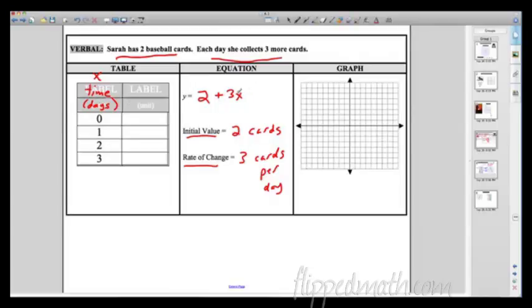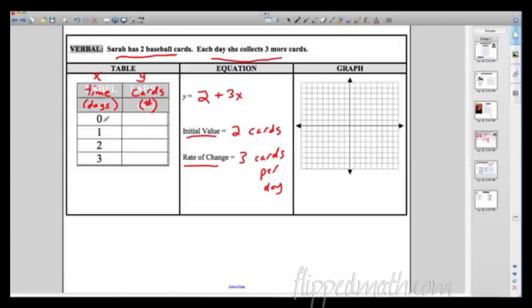And then, as x is changing, it's changing my y over here. So this is my y column. And what is y then? Y has got to be her baseball cards, her card collection. And the unit in this case is just that we're counting numbers, the number of cards in her collection. So when I do this, can I fill in the table?